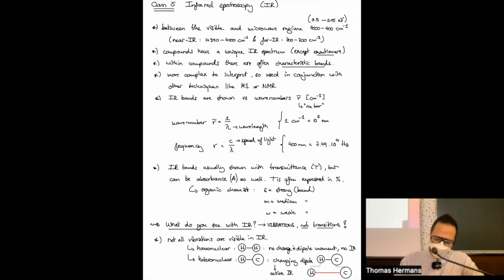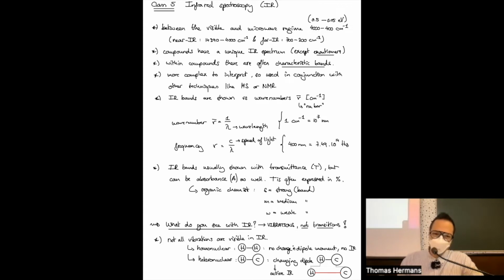And within compounds, there are often what's called characteristic bands. So it's usually functional groups, let's say an acid or a ketone, that have a characteristic wave number, and you can identify them using IR in your spectrum.